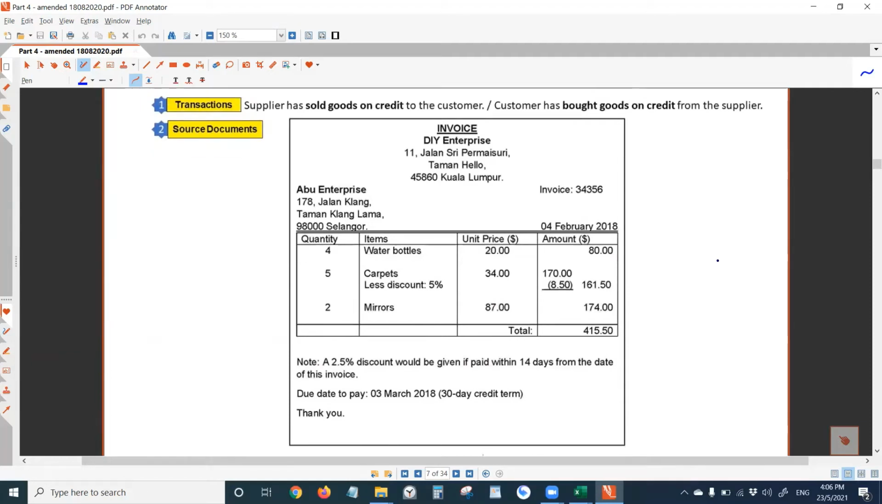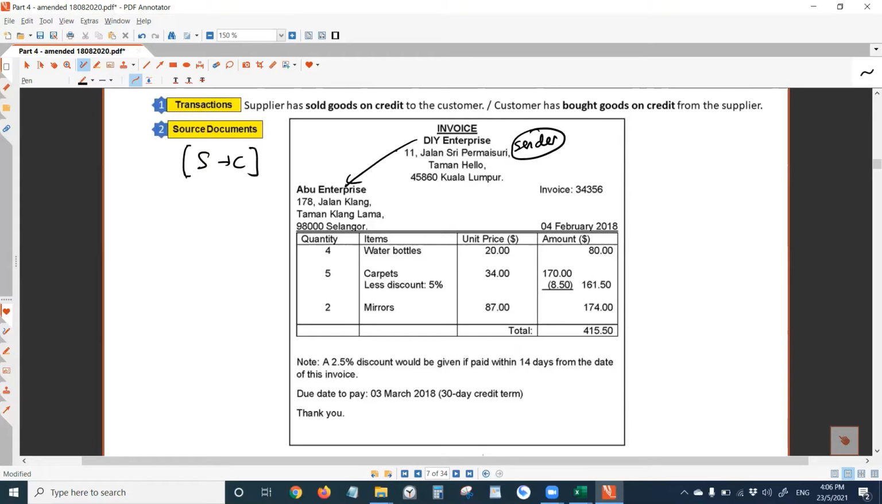Okay, so here, invoice. Invoice is always sent by the supplier to the customer, right? So you write next to it S to C. S stands for supplier, C stands for customer. The name of the sender of the document is always in the middle on top. So this time DIY is the sender, Abu Enterprise is the customer.